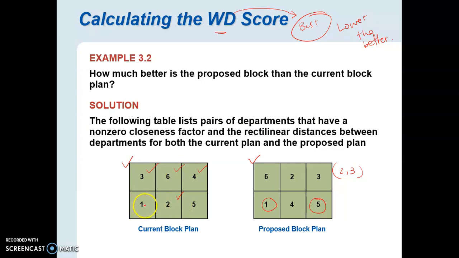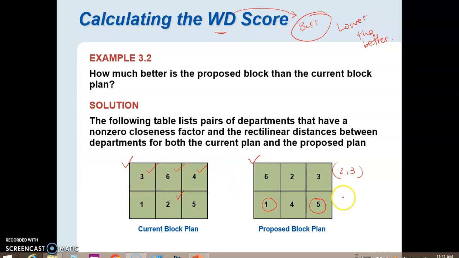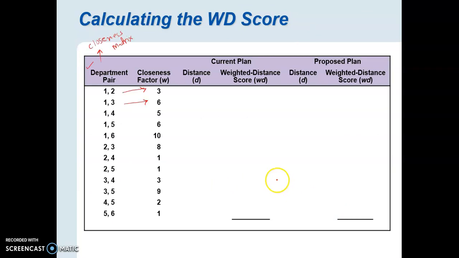So the distance from 1 to 2 is 1. The distance from number 1 and 5 is 1 and 2. The distance from number 1 and 4 is 1 2 3. The 1 and 3 is 1, and 1 and 6 is 2. So this is how we have to calculate the distance, and we have to put for each pair the distance, right? Next step will be always multiplying the closest factor with the distance, and we will get the WD score.